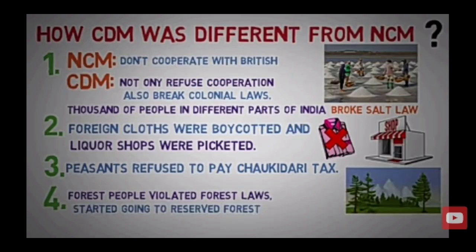But if we consider, the civil disobedience movement was far different from the non-cooperation movement. The non-cooperation movement was about not cooperating with the British, whereas the civil disobedience movement was about violating British law. In both movements, people participated. And in both movements, foreign clothes were boycotted and liquor shops were picketed. Even in the civil disobedience movement, peasants refused to pay chowkidari tax, and forest people violated the forest laws, started going to reserved forests. So in these ways, there is a far difference between the civil disobedience movement and the non-cooperation movement.